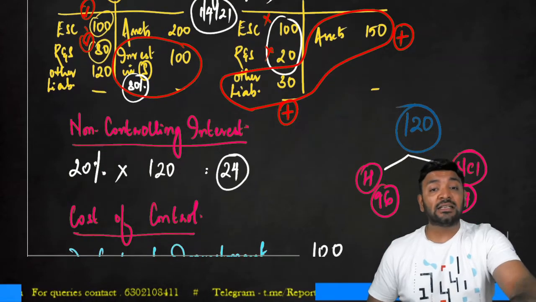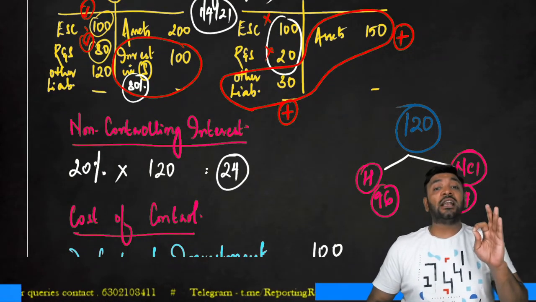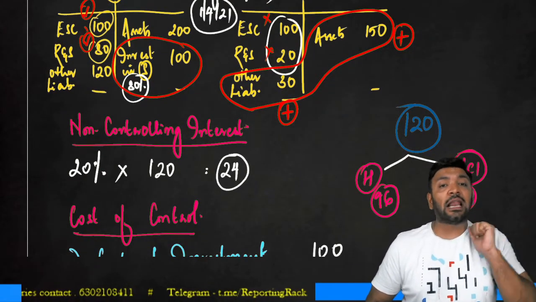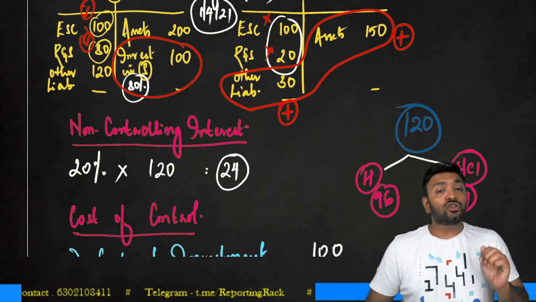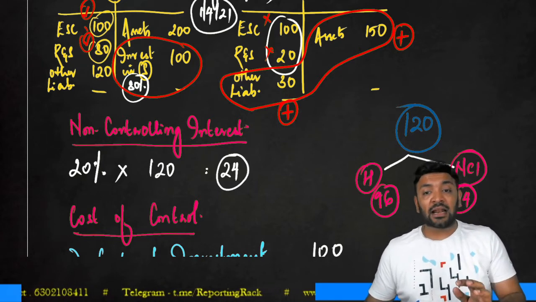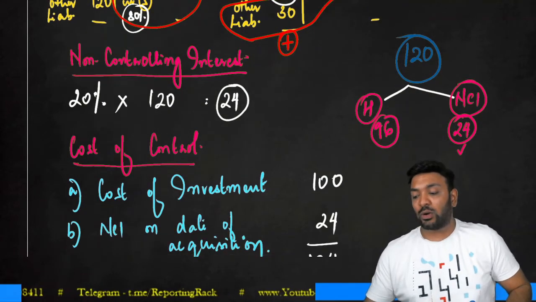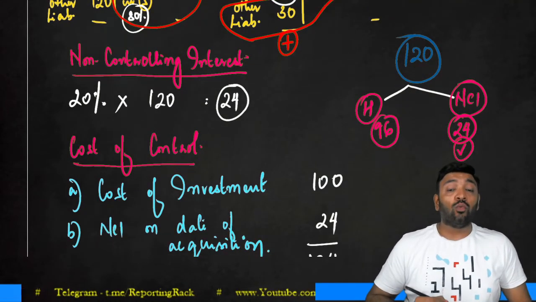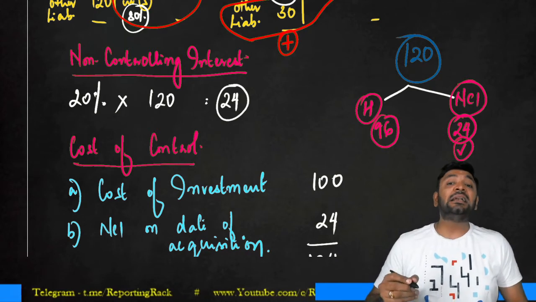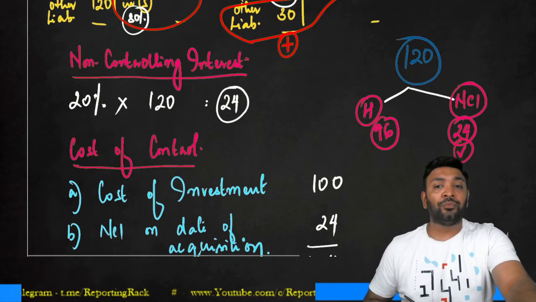Where should I write this 120? It is on the liability side. So even upon consolidation, this 120 should have been written on the liability side only. So what am I doing? First, I am writing 24 on the liability side as NCI. This 24 is handled. What else should I consider? 96 should be written on the liability side.